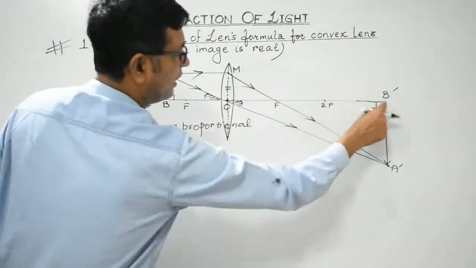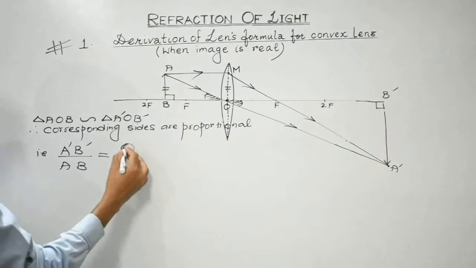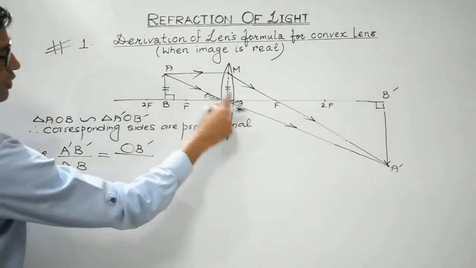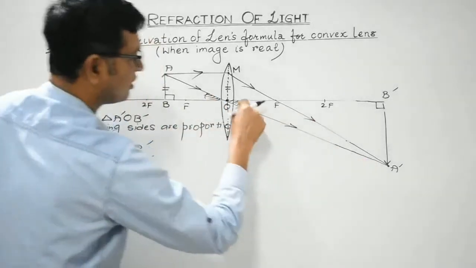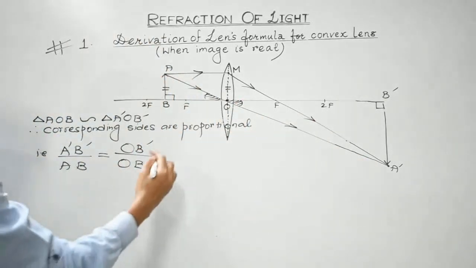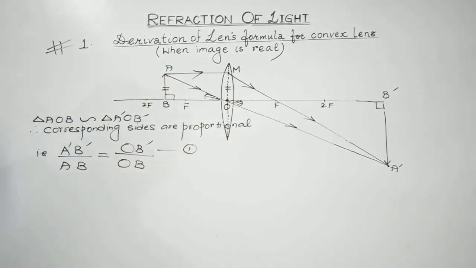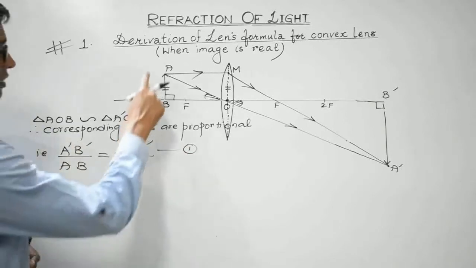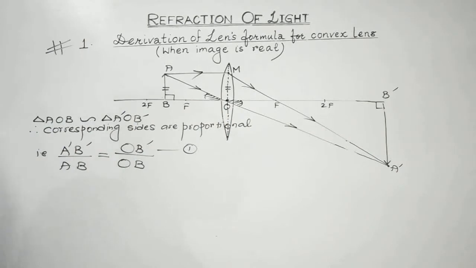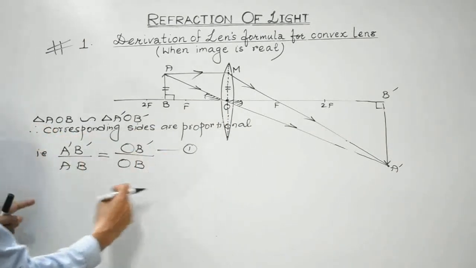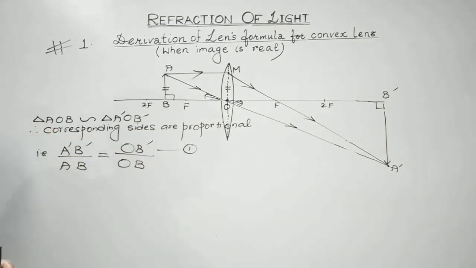So let's consider the base of this big triangle, OB dash. What's the base of this smaller triangle? It is OB. You need not consider this hypotenuse, it's of no use. So put this as equation number 1. I hope it's pretty clear. These two triangles being similar, their corresponding sides are proportional. So that is how we have managed to obtain this particular equation, right?